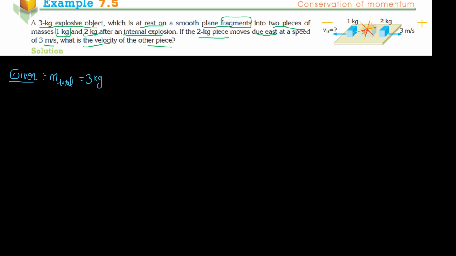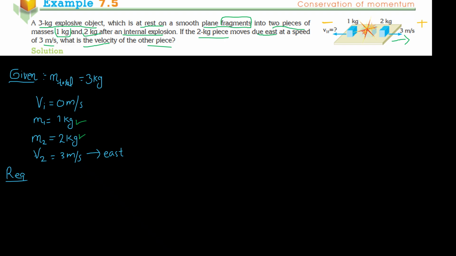Given: we have the total mass before explosion, and that is 3 kilogram, and the initial velocity is 0, and the mass of the first object is 1 kilogram. Similarly, the mass of the second object is 2 kilogram. The velocity of the second object is toward the right, toward the east, and that is 3 meters per second. What is required? We need to find the velocity of the other piece. What is the other piece? This 1 kilogram.